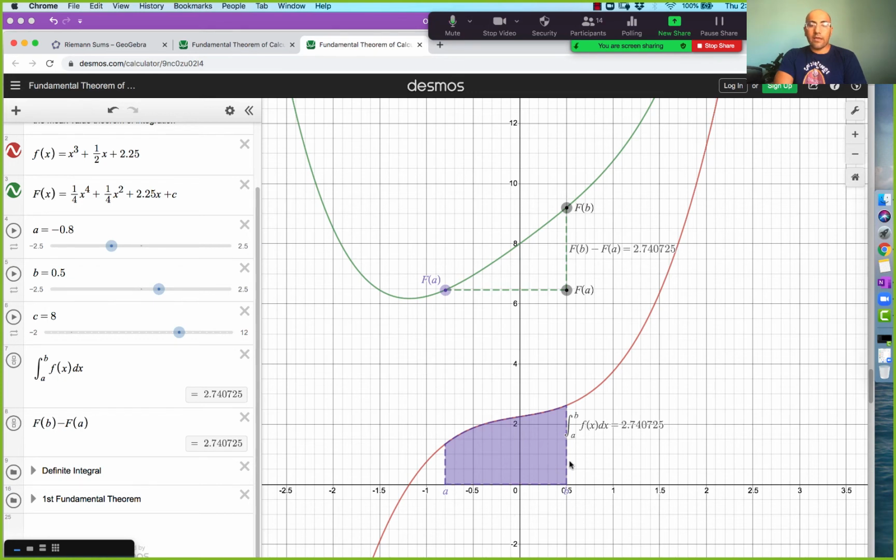This area in purple, I can find it by integrating this function. The calculator already did it for me and found a 2.74. Or I can find the antiderivative of f of x, evaluate it at two endpoints, subtract them in this order, F of b minus F of a, and I get the same answer. Any questions before I move on? No? All right.